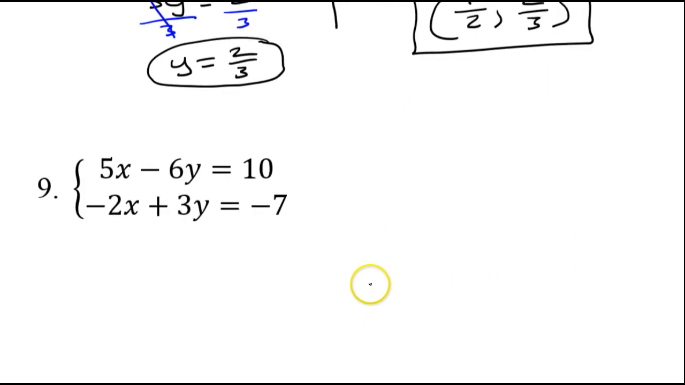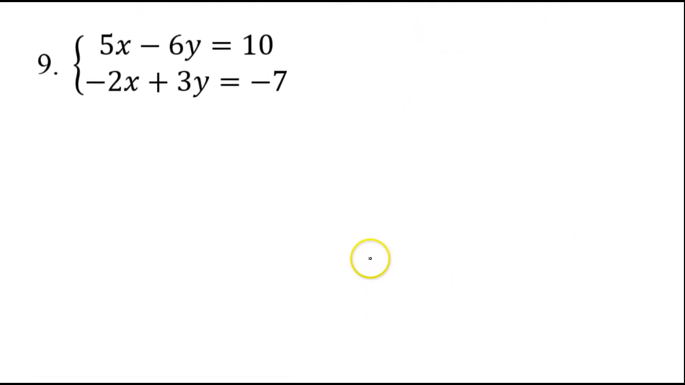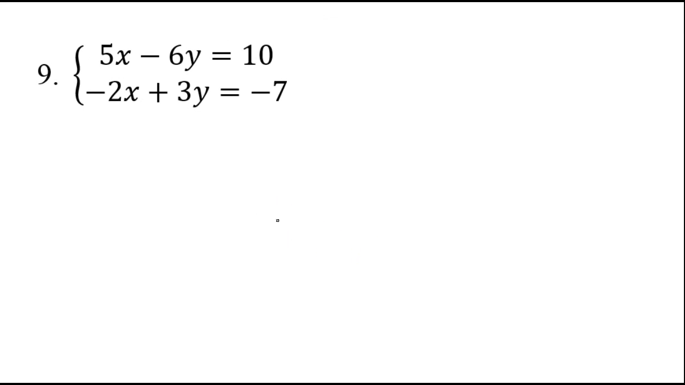Let's do one more example, number 9. Now, do you think I'm going to cancel out the x's, or do you think I'm going to cancel out the y's? What do you think? Well, look at the bigger number and the smaller number. Is 5 a multiple of 2? No. Is 6 a multiple of 3? Yes. So I am definitely going to target the y's.